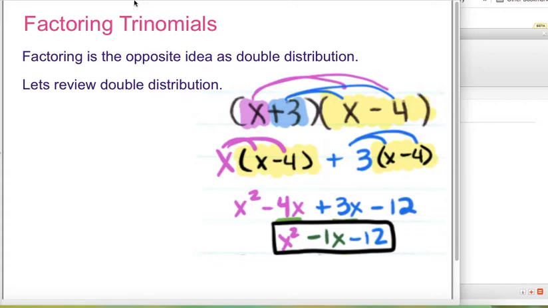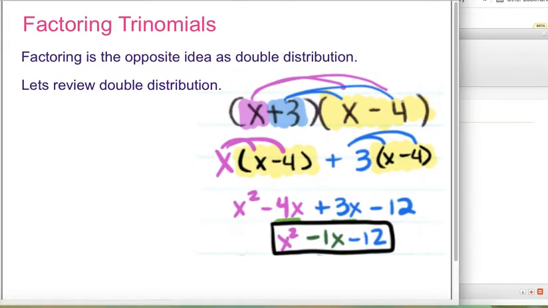So to talk about it, first I want to review something we looked at in Unit 1. In Unit 1, we learned how to do double distribution, which was when you had a binomial times a binomial. You split the first binomial into 2 parts, and then you wrote the second binomial next to each part, and then you distributed twice. And then your final step was to combine those middle terms to a single term in the middle because those were like terms, and then you ended up with a trinomial.